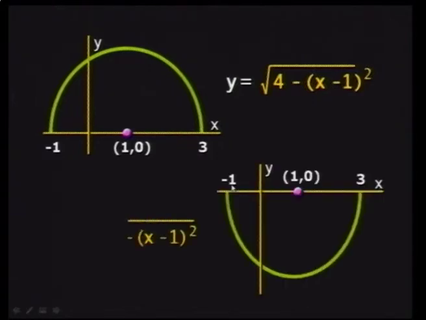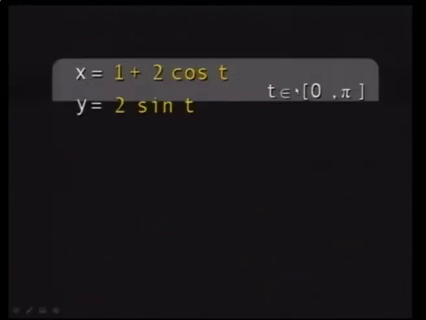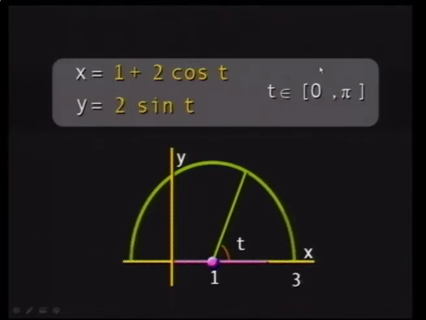Now this function can be transformed, as I said, into two functions. One is the square root of 4 minus (x minus 1) squared, and the other one is minus the square root of 4 minus (x minus 1) squared. Both work from minus 1 to 3, and both have center (1, 0). So these two functions are Cartesian. They are explicit because y is given in terms of x. But you can also transform them, for example, let's take the first one.